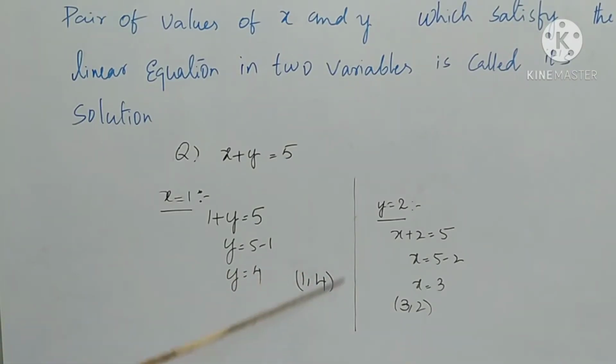So the pair of values which satisfies the given linear equation is called its solution. So here this is the solution. Here the pair of values satisfies the equation. We have to check. When we substitute x is equals to 1, y is equals to 4, the sum result is 5. So this is the pair of values which satisfies the given linear equation. So this is a solution of the given linear equation.